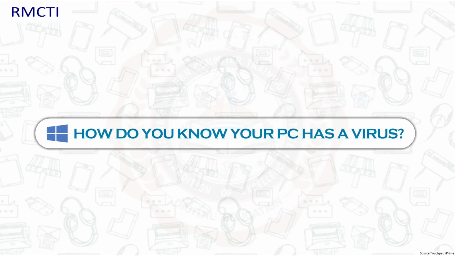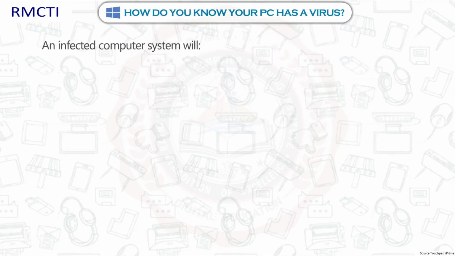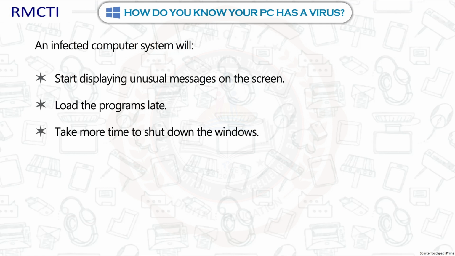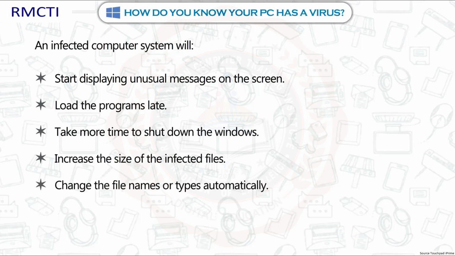How do you know your PC has a virus? An infected computer system will start displaying unusual messages on the screen, load programs late, take more time to shut down Windows, increase the size of the infected files, and change the file names or types automatically.